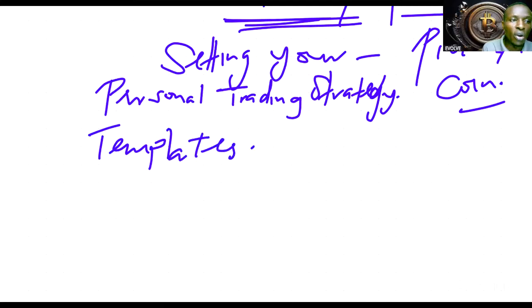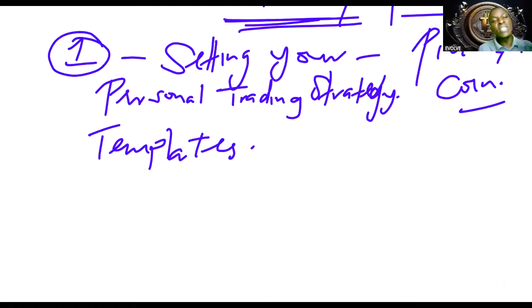So go in Royalq. You set up your personal trading strategy templates. Put your templates in Royalq, so that when you pick a coin, you just come and put those settings in the coin, so that you reduce the time you have to take in setting up a trade when you want to get in the market.